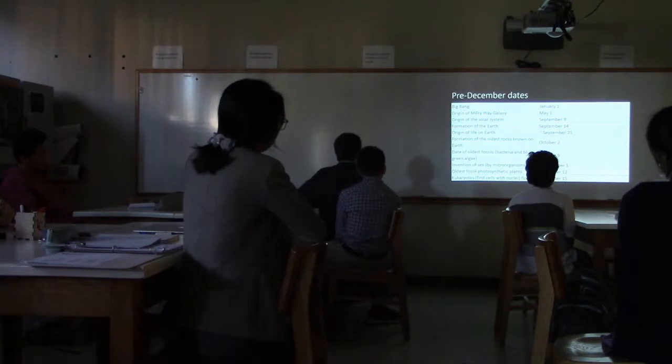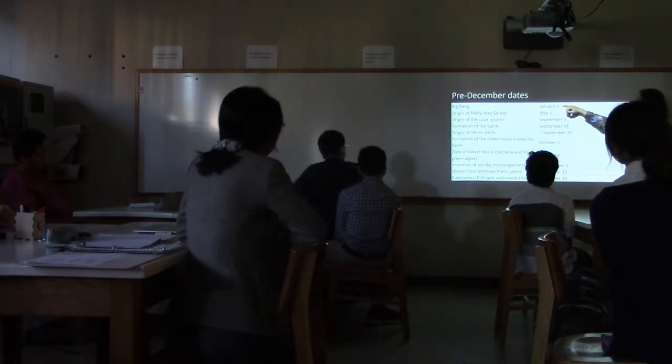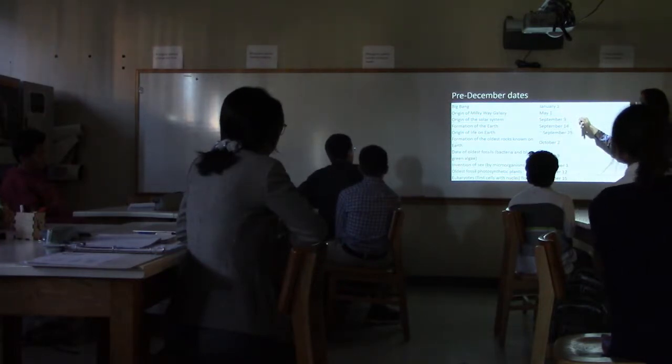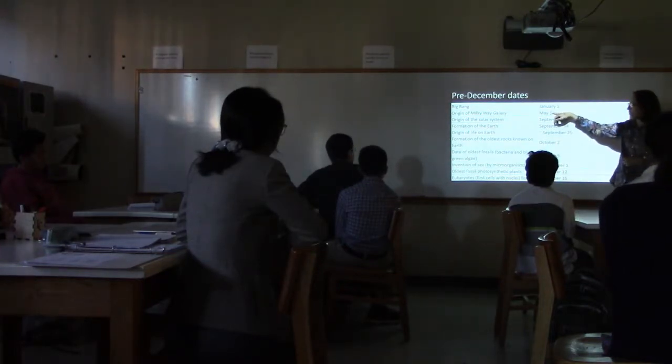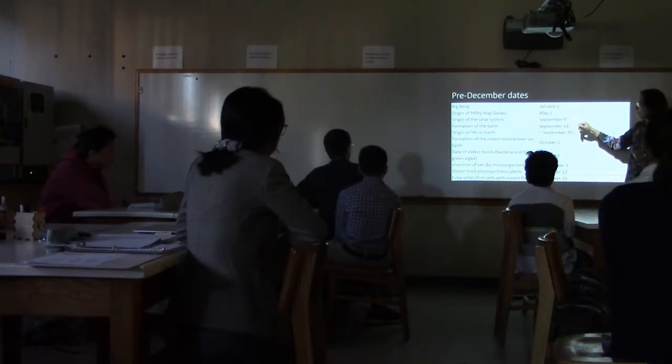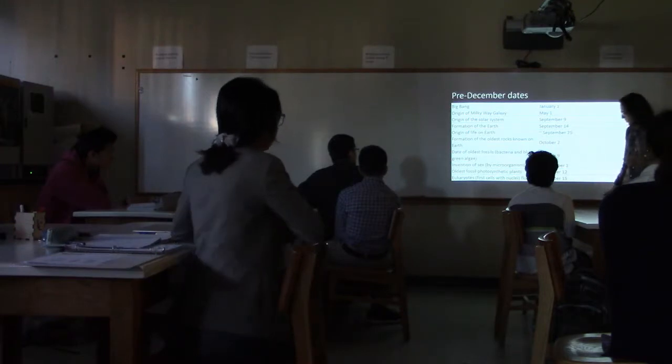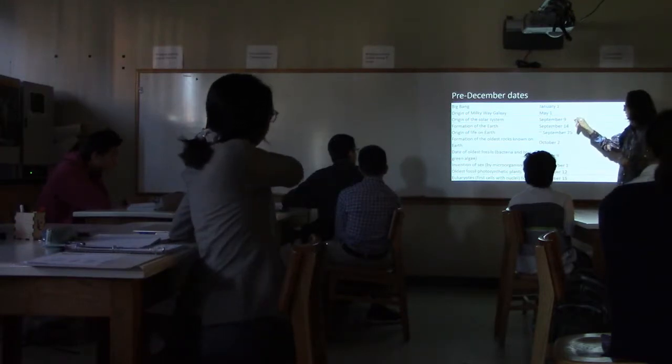These are the pre-December dates. Okay, so Big Bang, January 1st. Our galaxy didn't show up for another 5 months. We're here in May. Our solar system, our sun didn't appear until September 9th, so this is happy birthday, sun.